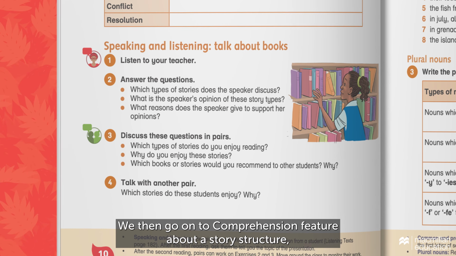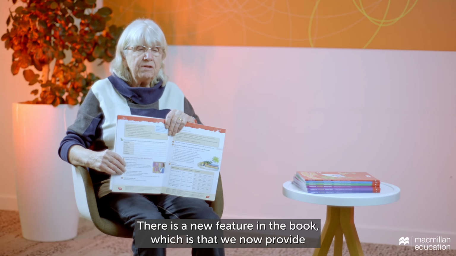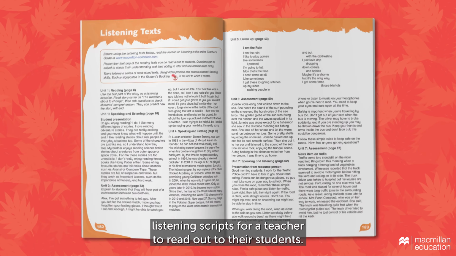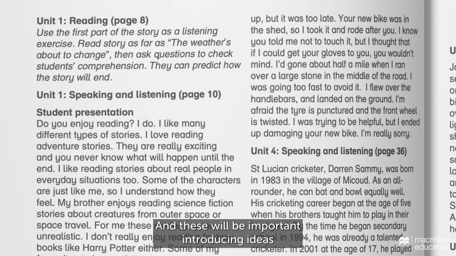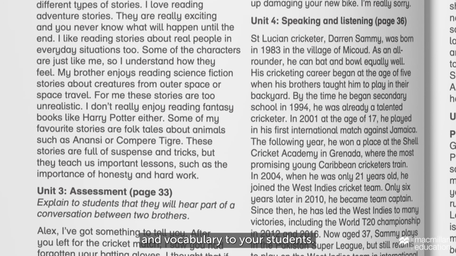We then go on to a comprehension feature about story structure, and following that we have a listening and speaking activity. There is a new feature in the book, which is that we now provide listening scripts for teachers to read out to their students, and these will be important to introducing ideas and vocabulary to your students.